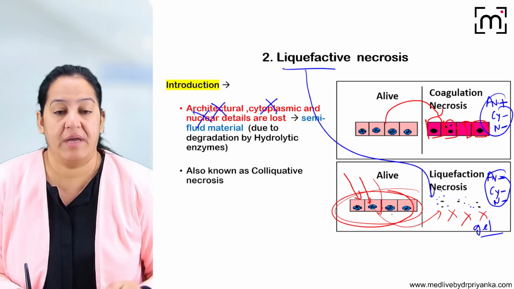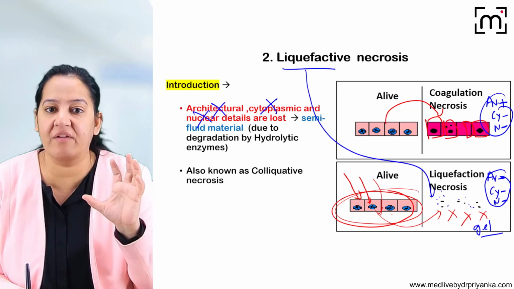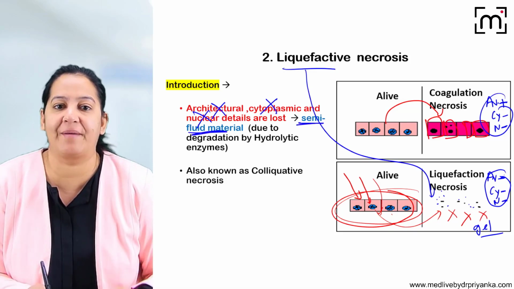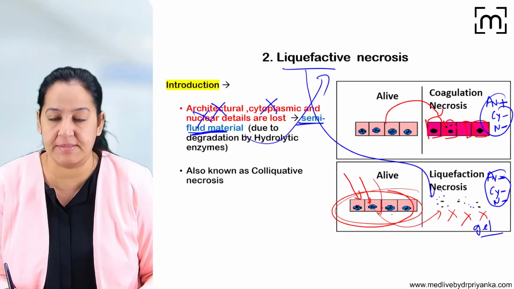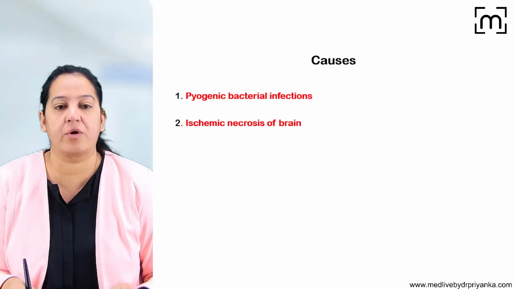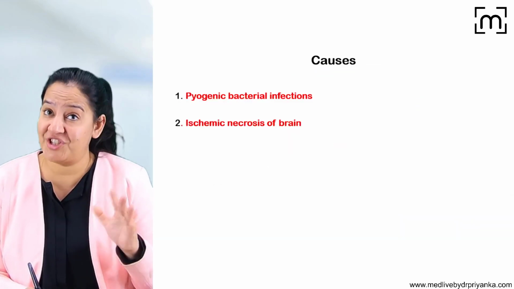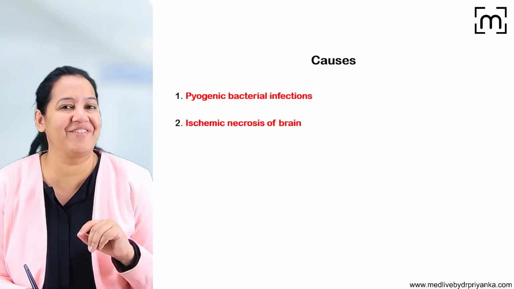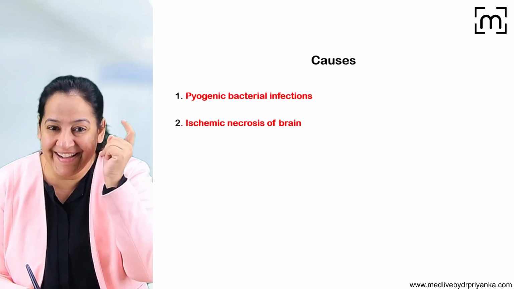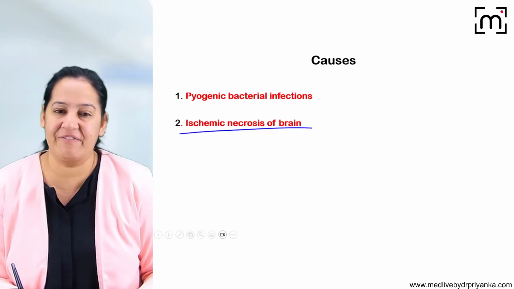All three details are lost. And ultimately, the group of cells gets converted into a gel, semi-fluid-like material. That's why it is known as liquefactive necrosis. So compare with the coagulative one. Causes, one cause you already know. Ischemia of all organs leads to coagulative necrosis, but ischemia of the brain leads to liquefactive necrosis.